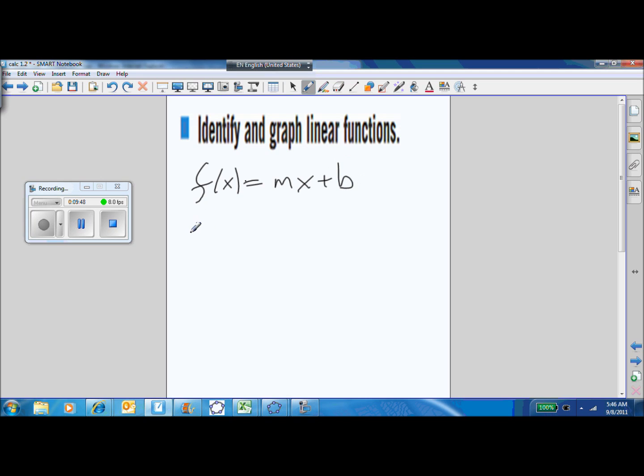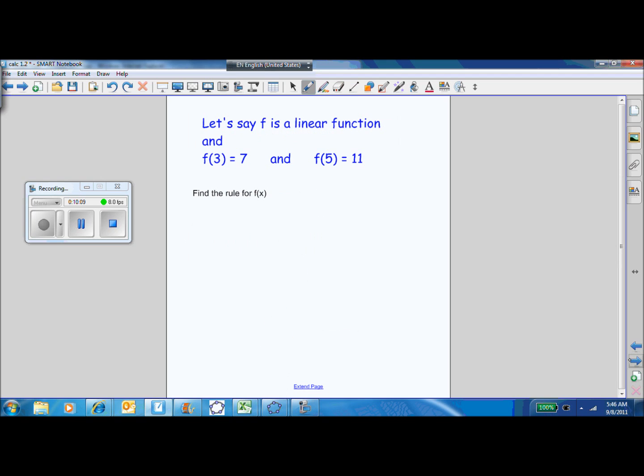So when you have something like f of x equals 2x plus 3, we've looked at these before when we were graphing lines in the review. That has a y-intercept of 3 and a slope of 2 over 1, up 2. There's a linear function.